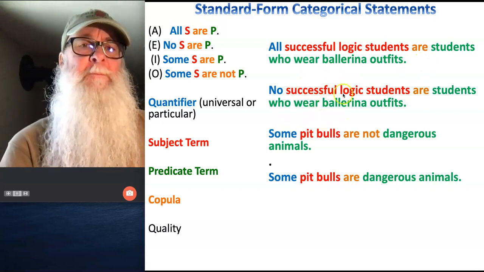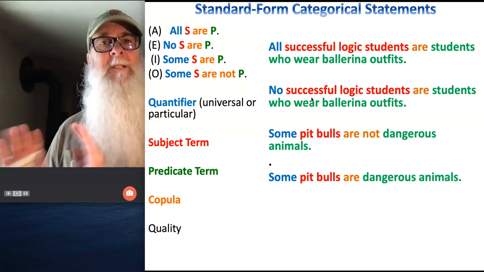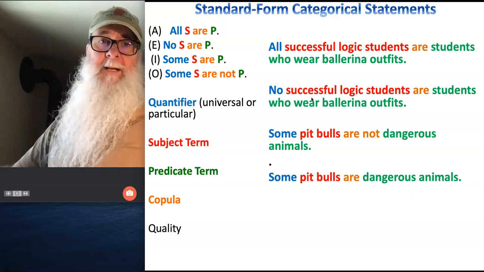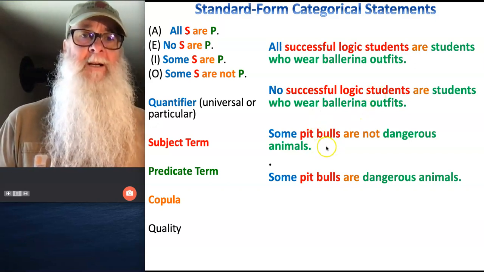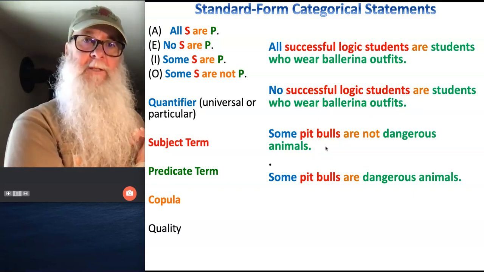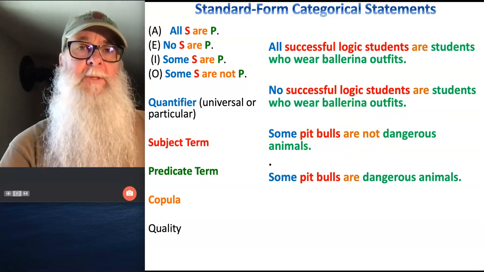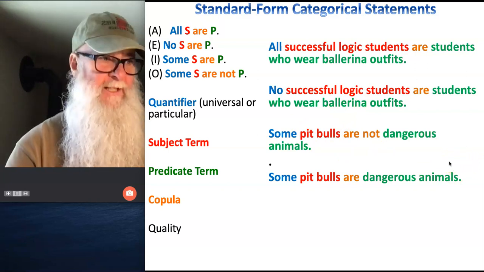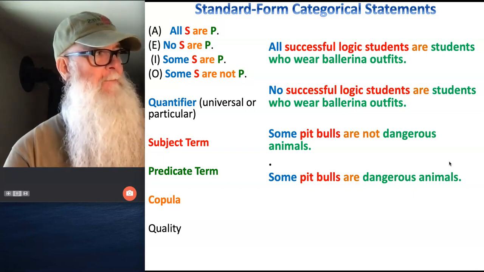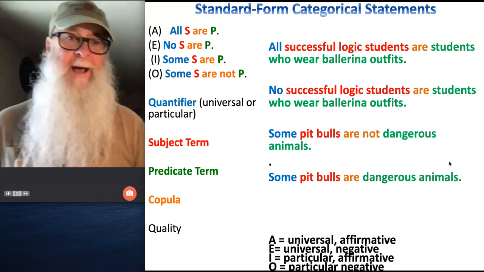But look at what's happening in our two middle statements here. Here what we're being told is, you know what? Look at all those logic students over there. Every single one of them is excluded from the category of things called students who wear ballerina outfits. And similarly, in this O statement right here, some number of pit bulls, we're pulling them away. We're excluding them from that category of things called dangerous animals. So E statements like this one and O statements like this one, these are negative statements. They negate the claim that the subject term, successful logic students or pit bulls, is included in the predicate term. Okay? It negates that.